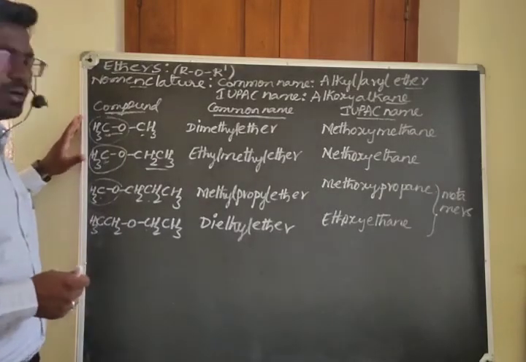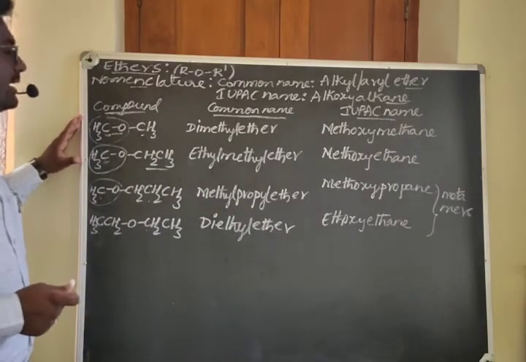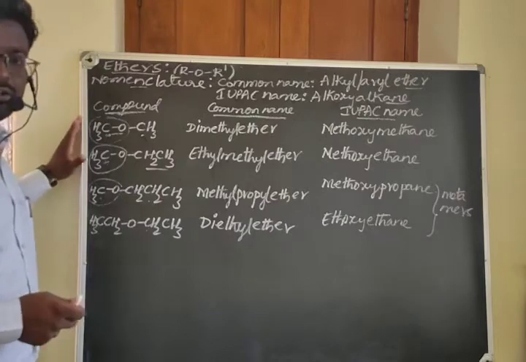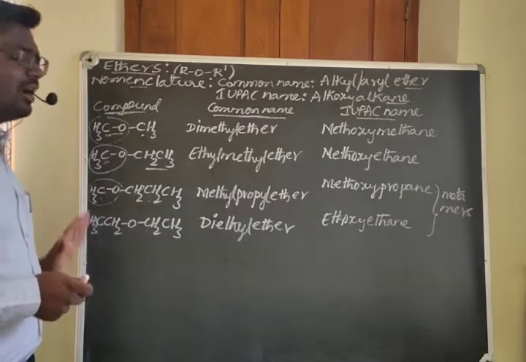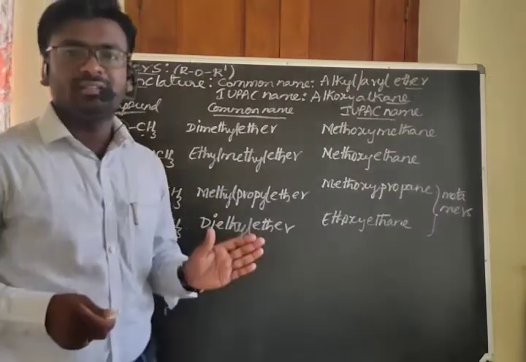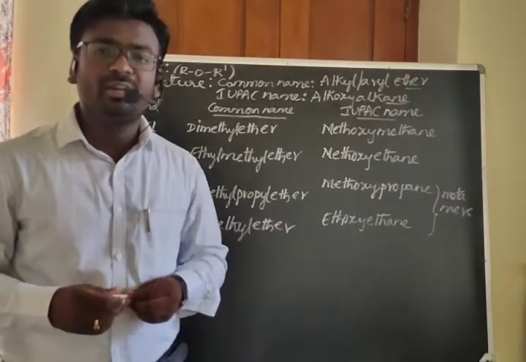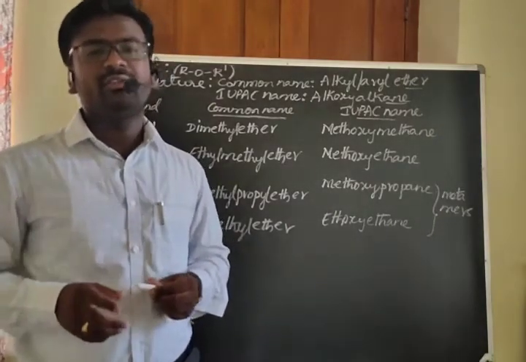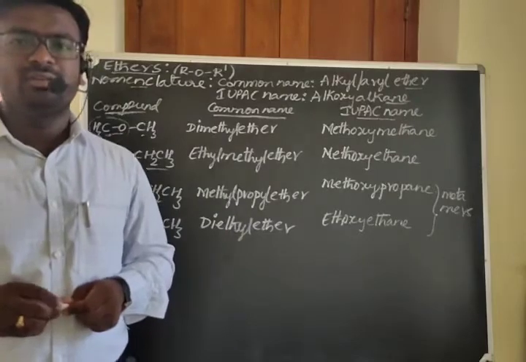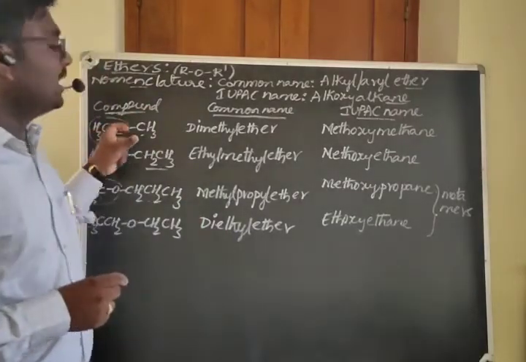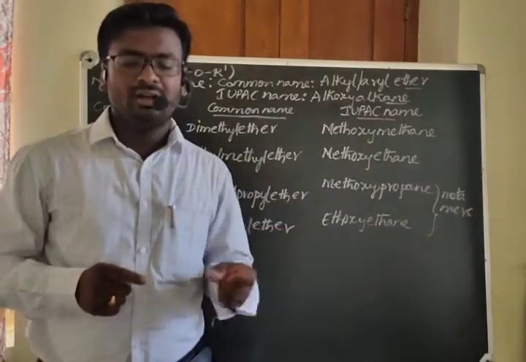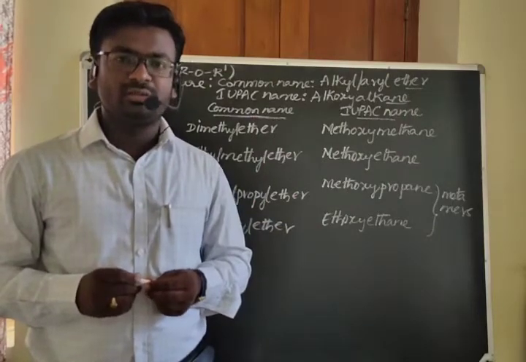But what about these two compounds? These cannot show chain isomerism and position isomerism, but all ethers can show functional group isomerism with alcohol. This is a very important point you need to remember. The ethers and alcohols are functional group isomers.